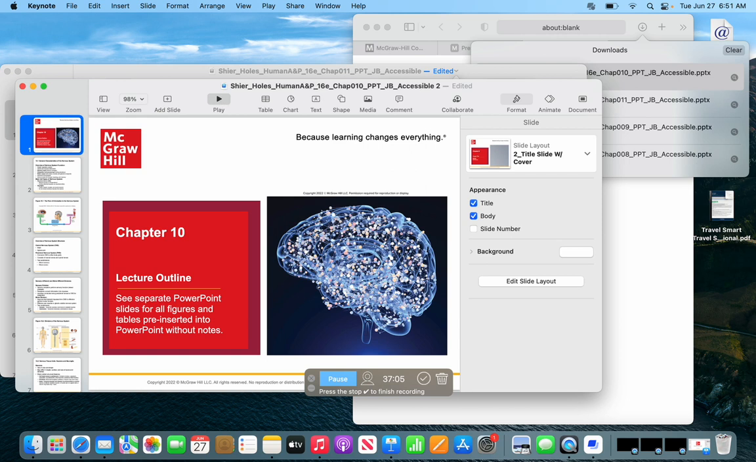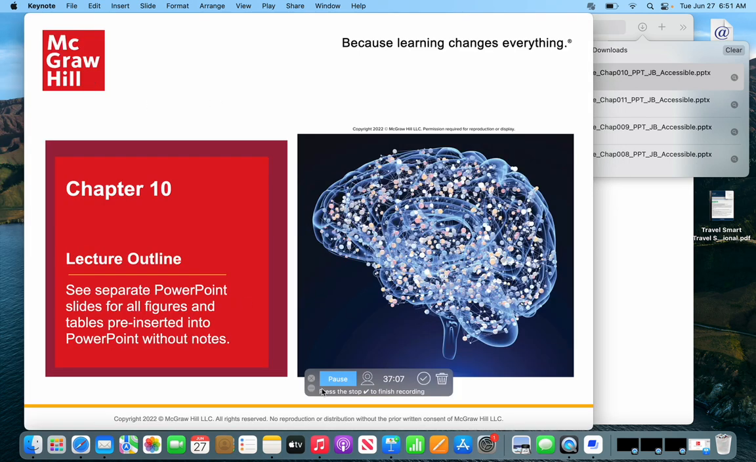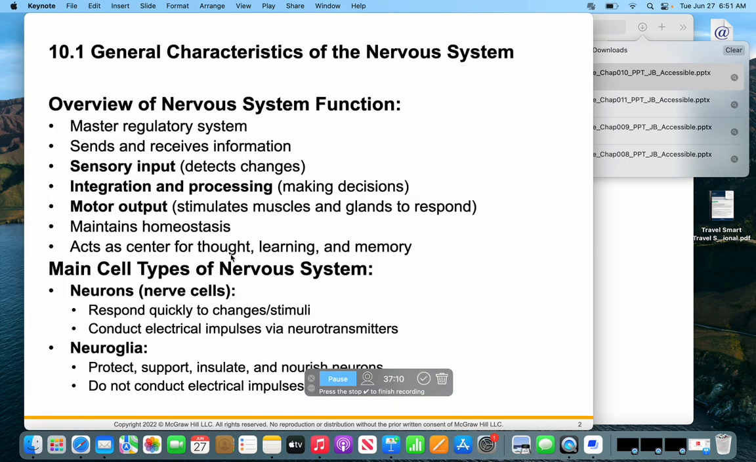All right, chapter 10. We are getting close, guys. I'm excited for you. Chapter 10, we studied the nervous system. We talked about sensory input, how we make decisions on that with interneurons and the central nervous system, and motor output, where the efferent pathway leads to muscles and glands. We talked about neurons being the nerve cells that do conduct these electrical impulses and use neurotransmitters to communicate with other cells, and the neuroglia helps protect, support, and insulate these neurons.